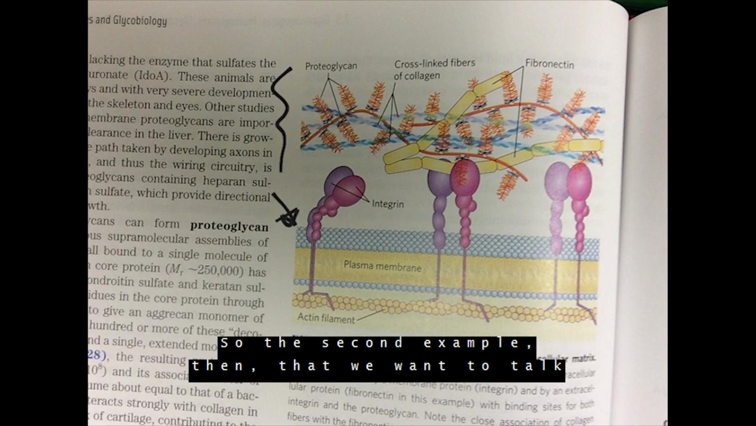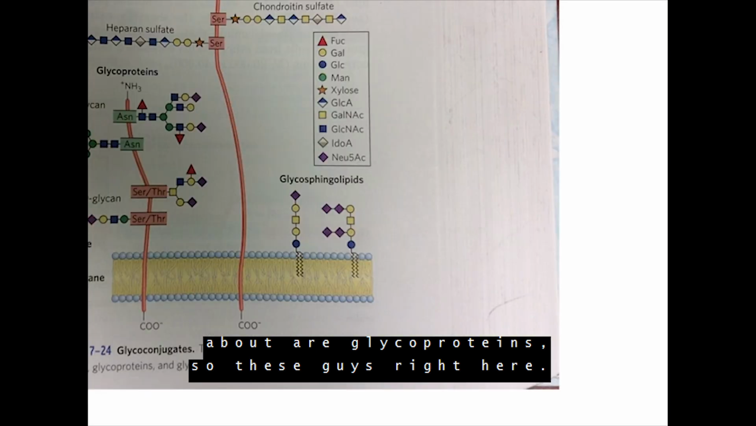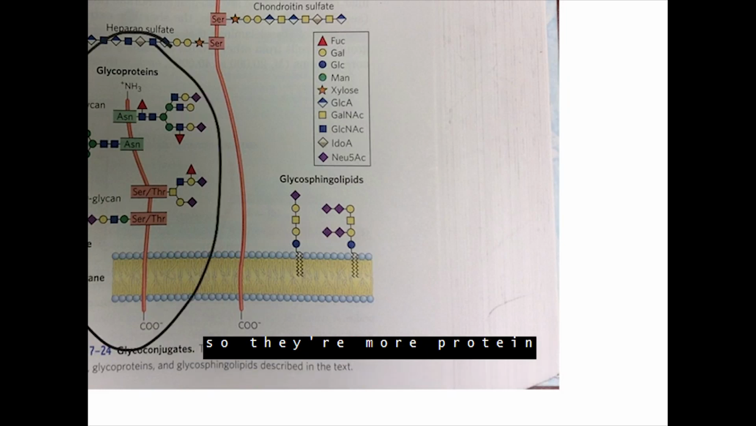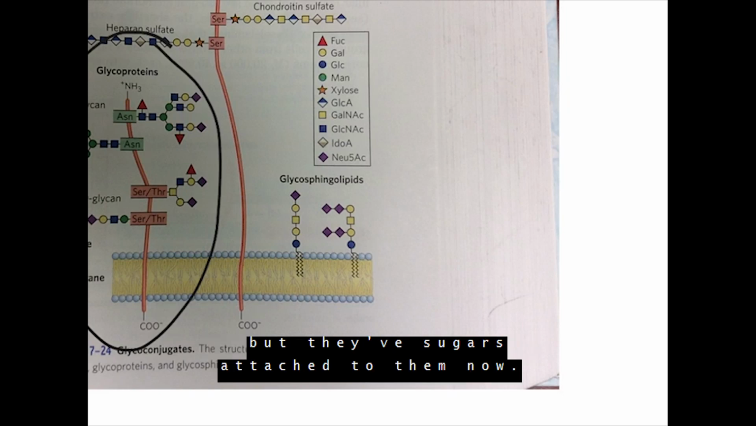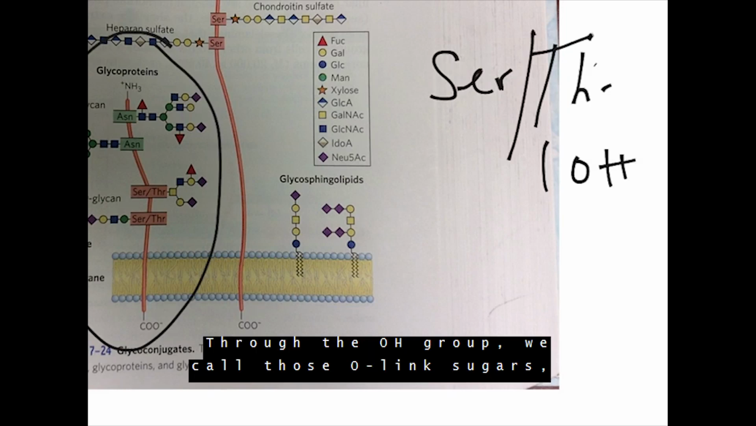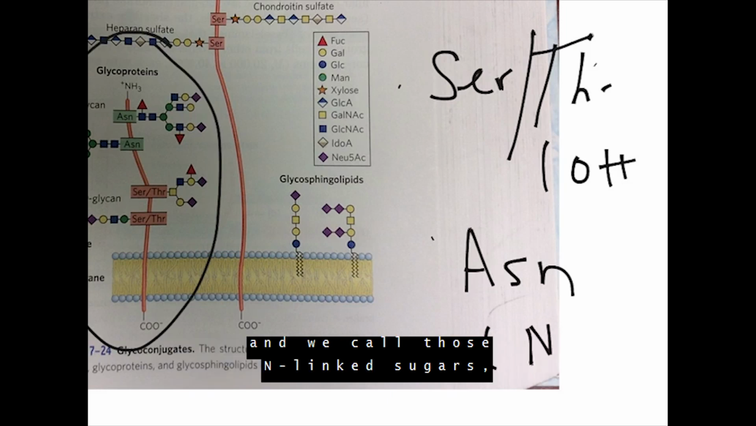The second example then that we want to talk about are glycoproteins. So these guys right here. Now glycoproteins are mostly protein. They're more protein, but they've got sugars attached to them now. And these sugar groups are attached typically through serine and threonine side chains, through the OH group. We call those O-linked sugars, or they're attached through the asparagine side chain, and we call those N-linked sugars. So let's take a look at those.